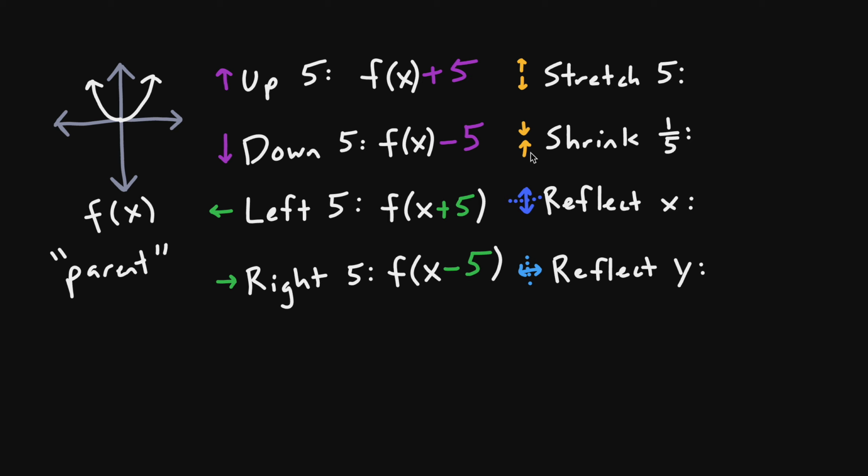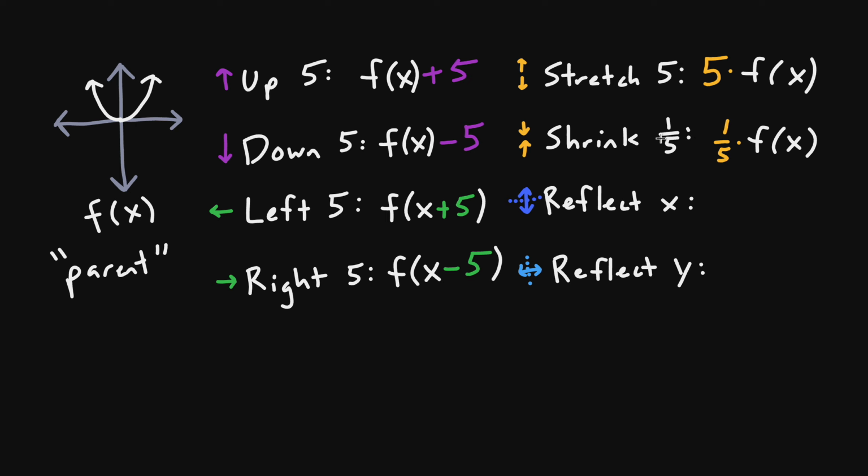If you want to multiply to make it taller, that's a stretch. You could do something like multiply by 5. So you would take the original f of x, and all the y values get multiplied by 5 by just putting a 5 in front. 5 times f of x. Or if you want to shrink it to make it 1/5 as tall, or 5 times shorter, you would just put a 1/5 in front. That would shrink it down.